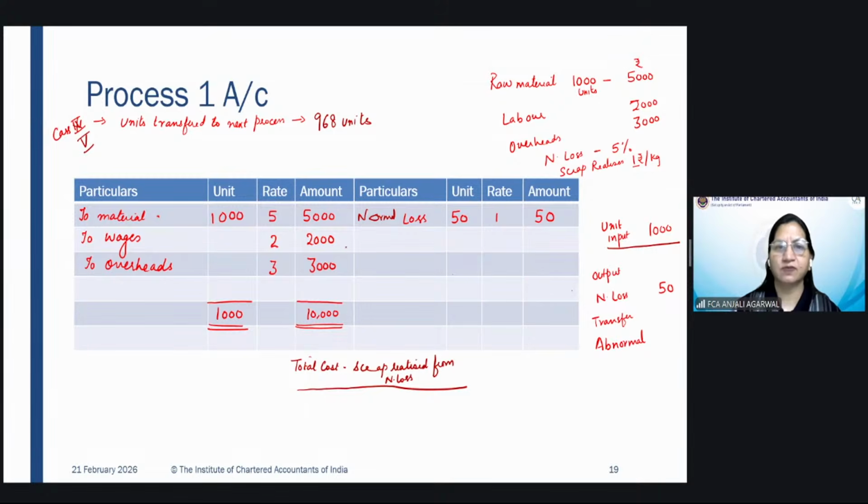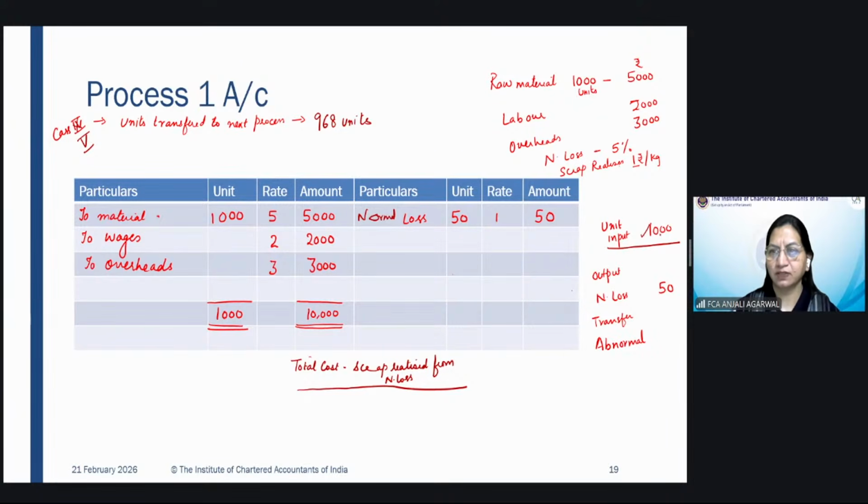1,000 units, 5,000 rupees. Labor, 2,000 rupees. Overheads, 3,000 rupees. Normal loss, 5%. 1,000 into 5% is 50. Selling at 1 rupee per unit. That's it. I have just not done any calculation. No difficulties posed so far. Yet, almost everything is complete. Rest everything will follow itself.